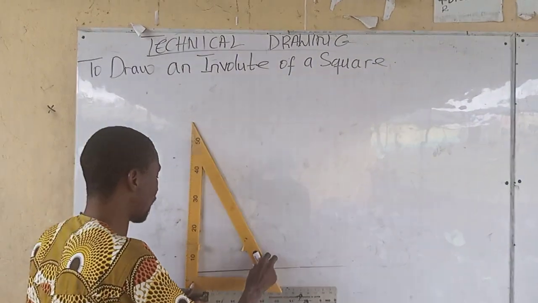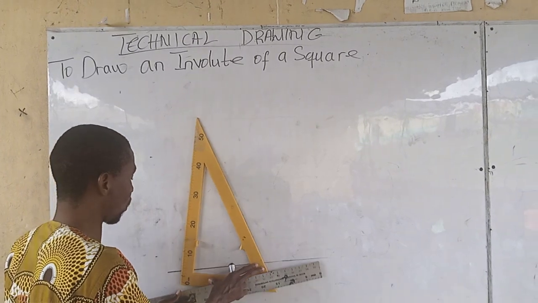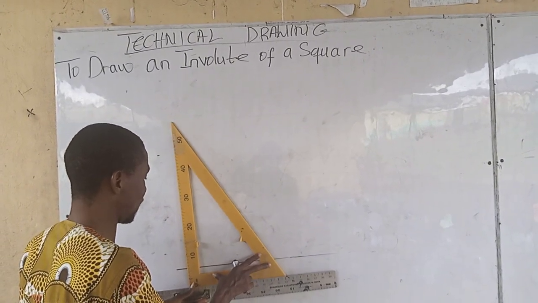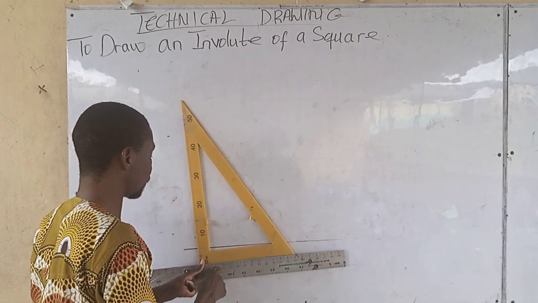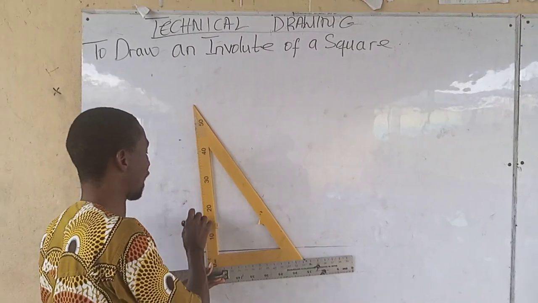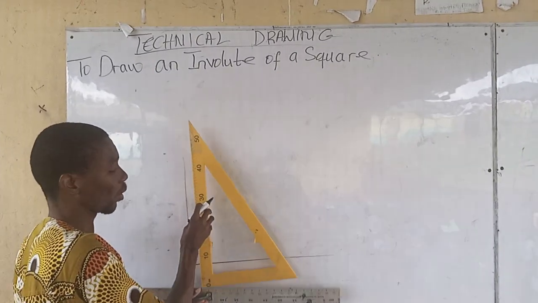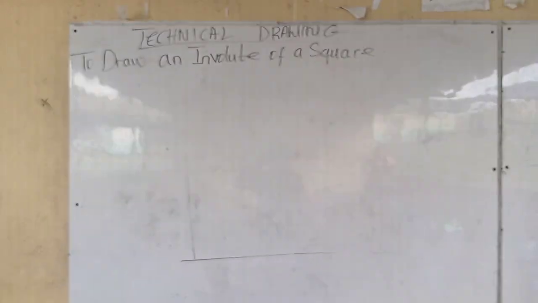So with your T square at the base, let's have our line like this. Let your line be very faint.